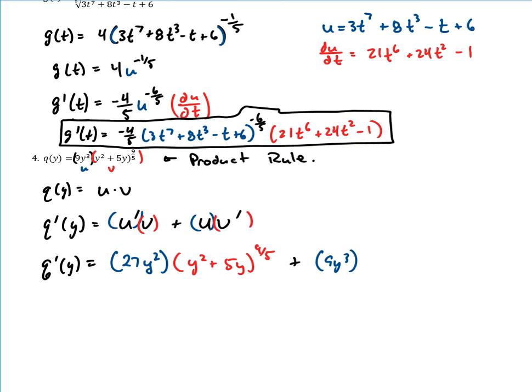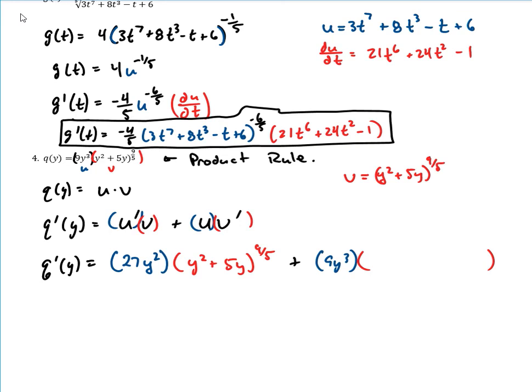Okay, so the v prime. So the v prime is a little bit of an issue. Okay, so the way I'm setting this up, so we've got our v. Let's do it in red here. So the v is y squared plus 5y to the 9/5.